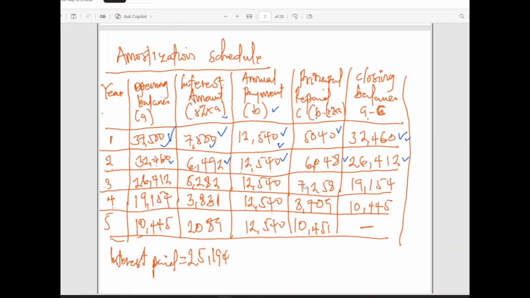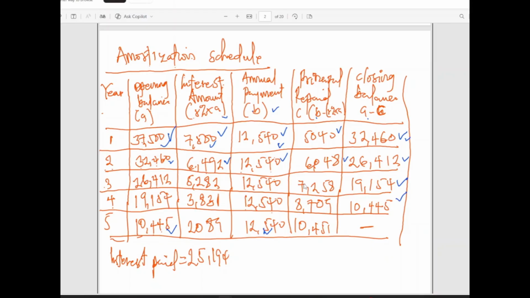So you do the same thing for the 3rd year, right? And you do the same thing for the 4th year. So when you realize that at the beginning of year 5, this will be our opening balance, then we'll calculate 20% on it. So calculating 20% on it, you'll get 2,089. So our annual payment will still be the same, and our principal prepaid, which will be our annual payment minus the interest, you will now get our principal amount to be 10,451, right?